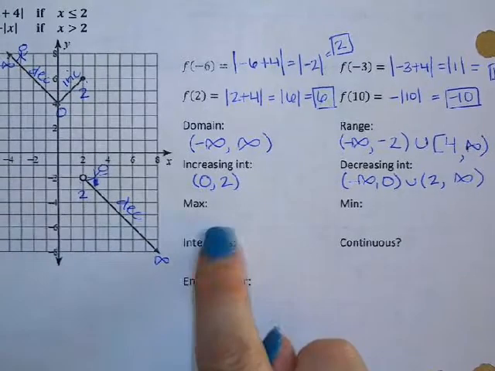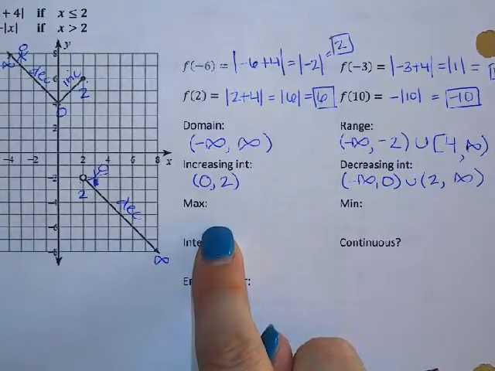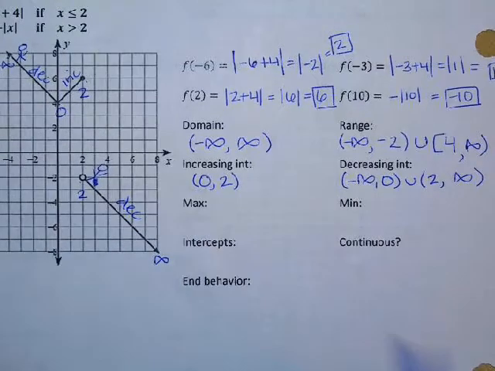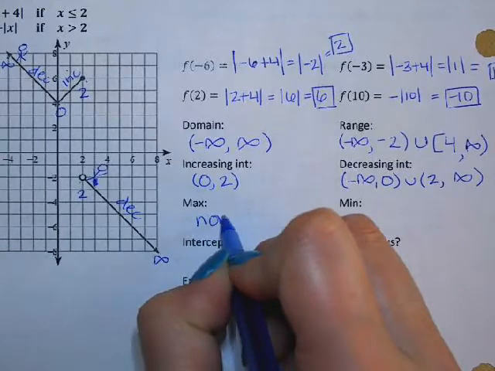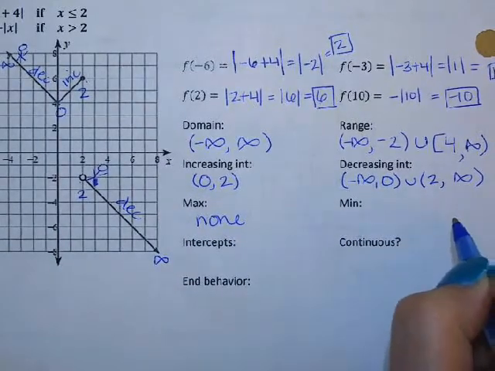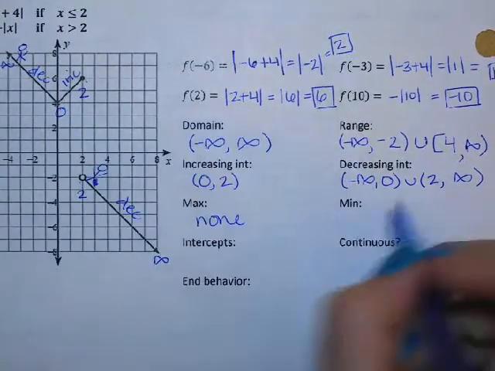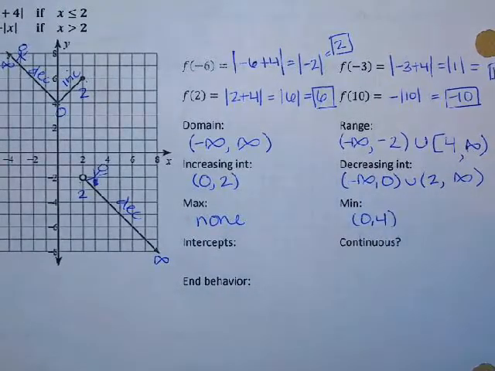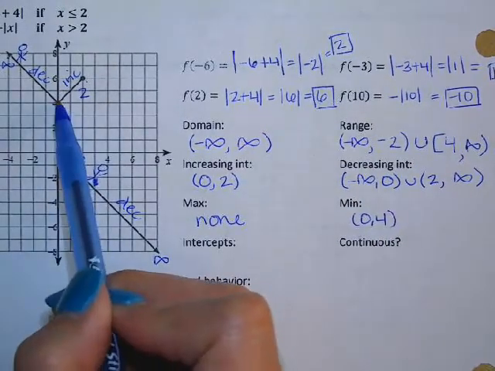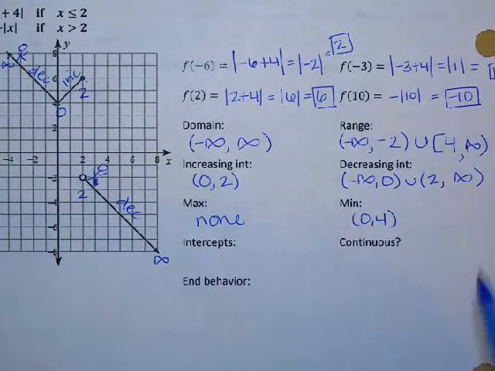All right, is there a max or min on the graph? A mountaintop or a valley? Ooh, yeah, I see one. So for max, I'm going to say none, but what am I going to say for min? Yeah, 0, 4. So that's a little low point for the area that it's in. It goes down. Okay.